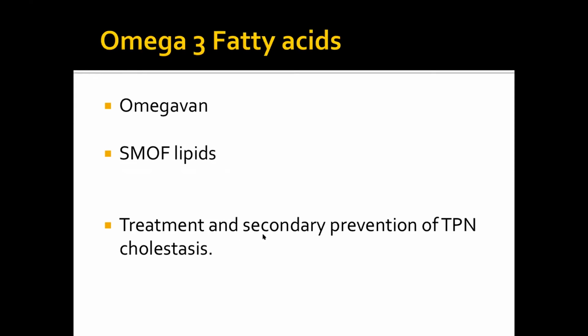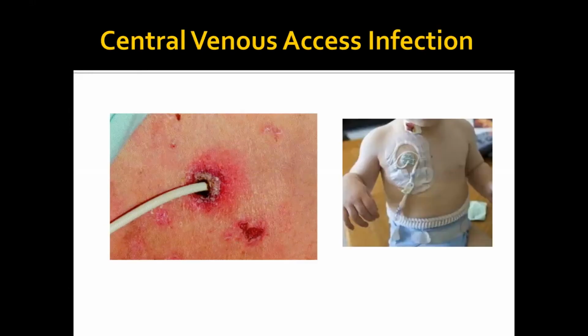It's used as a secondary prevention of TB and cholestasis. Some centers use it as a primary prevention. Knowing that the patient will require PN for a long period of time, they start them on SMOF-lipid right away. The third complication, and probably the one that we deal with more directly, is central venous access infection.